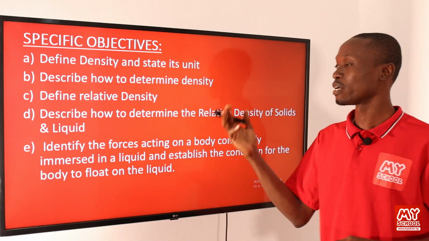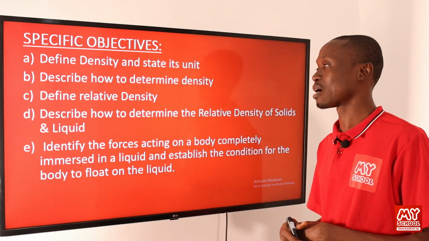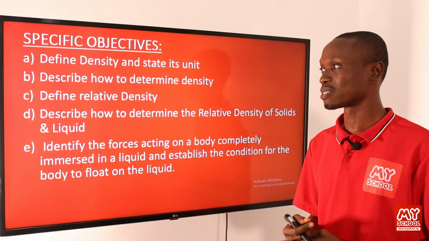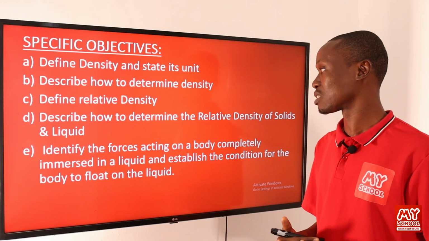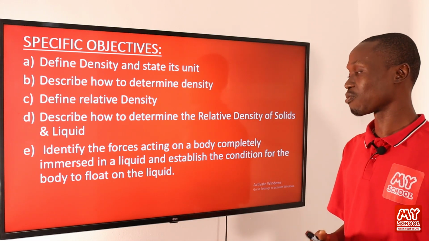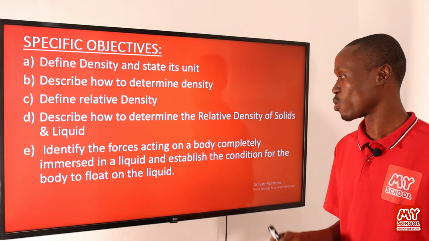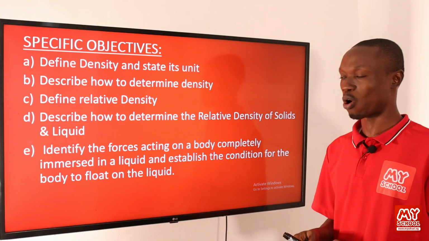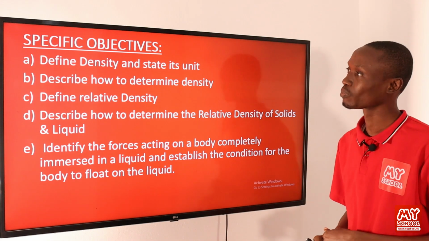At the end of this lesson, students should be able to: A, define density and state its unit; B, describe how to determine density; C, define relative density; D, describe how to determine the relative density of solids and liquids; E, identify the forces acting on a body completely immersed in a liquid and establish the condition for the body to float on the liquid. So let's begin with our lesson.